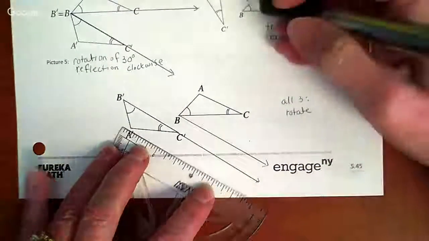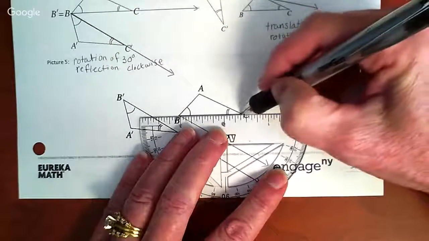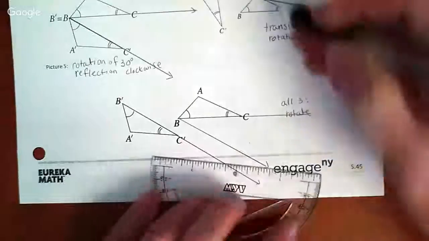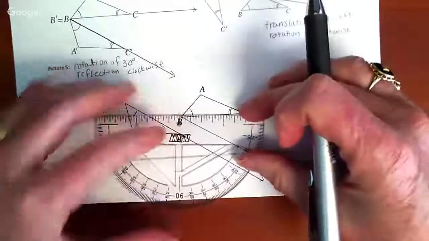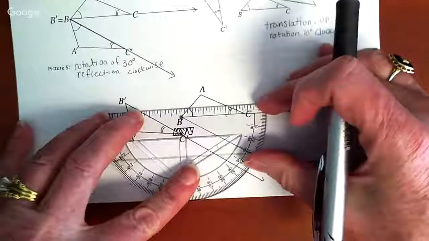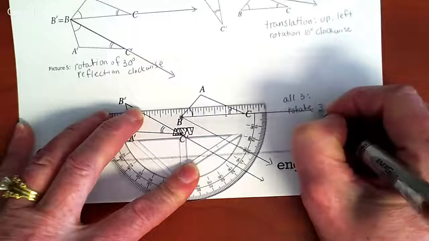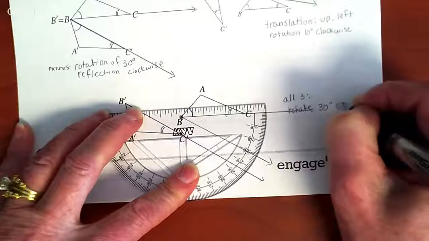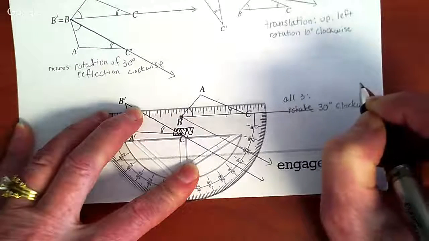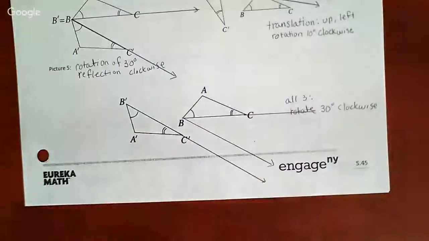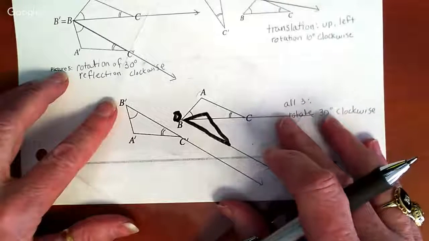And I'm going to rotate it. So I have to draw my line here and extend it out. So now I'm going to rotate it about 30 degrees clockwise. So this is what I'm going to do. I'm going to rotate it 30 degrees clockwise.